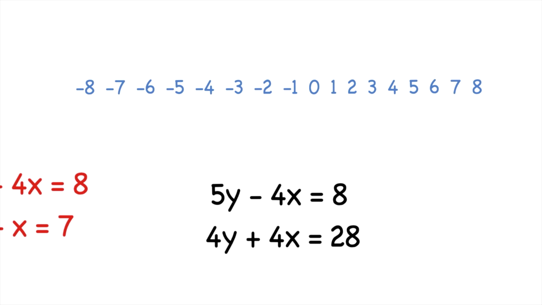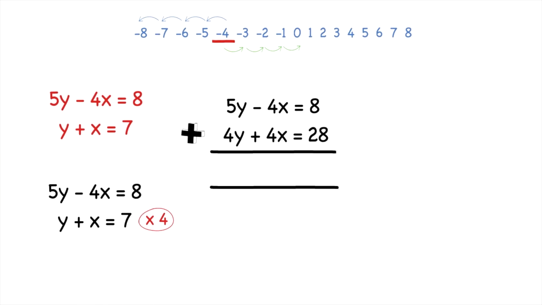If I do minus 4x take away a positive 4x, I'm going to the left-hand side of my number line. So I'm going to end up with a minus 8x. That doesn't help me because we want to try and get rid of either the y or the x. So instead, I am going to add these two equations together. 5y add 4y is 9y, a negative 4x add a positive 4x is 0, and an 8 add a 28 is 36. So if 9y equals 36, then we divide both sides by 9, which means that y equals 4.